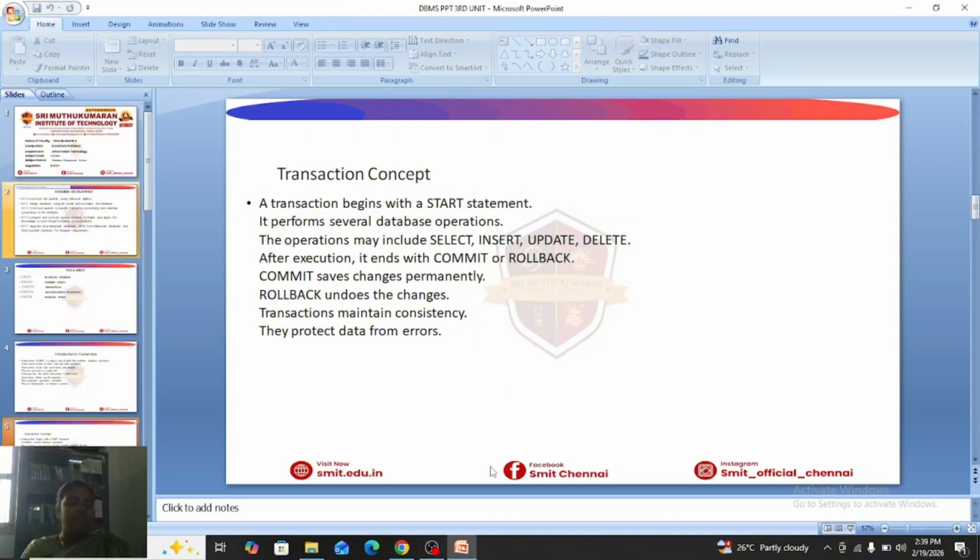A transaction in DBMS is a sequence of database operations performed as a single logical unit of work. It ensures the database operations are executed completely and reliably even if failures occur. Basic transaction operations are: begin, start transaction; commit, save changes permanently; rollback, undo changes; savepoint, set a checkpoint inside the transaction.